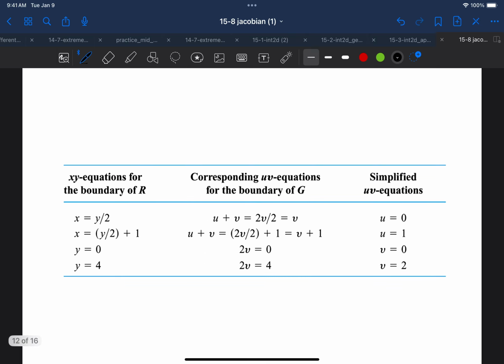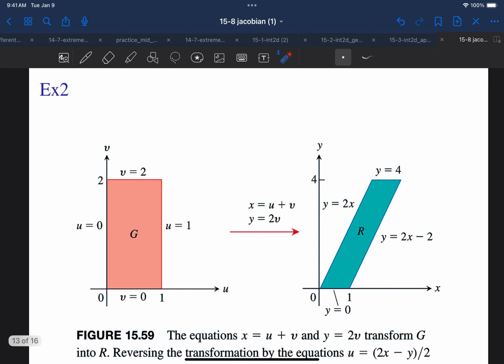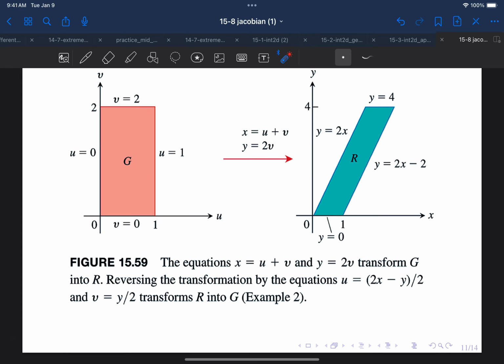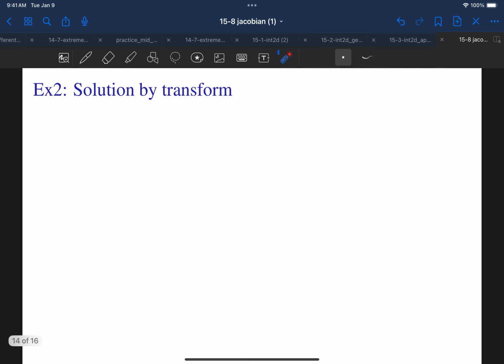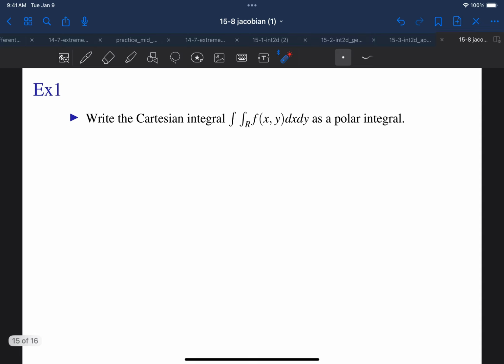There are some conclusions for the same example, copied and pasted from the text, so you can look at that. This is the illustration. Originally we have a region that is a parallelogram, and we want to use a rectangular domain to do that. So the solution is already solved, and there are 2 more examples which I'm going to put into the next video. All right, so let's stop here.